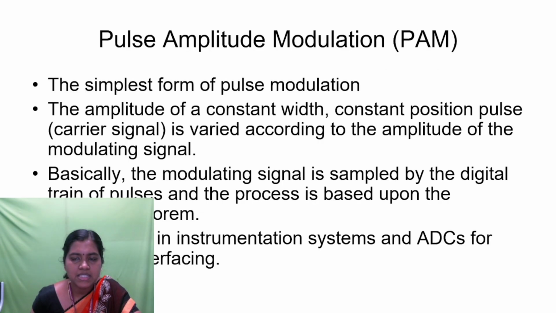The first one is pulse amplitude modulation, the simplest form of pulse modulation. The amplitude of a constant width, constant position pulse carrier signal is varied according to the amplitude of the modulating signal. So here we are going to change the amplitude. Basically, the modulating signal is sampled by a train of pulses and the process is based upon the sampling theorem. Pulse amplitude modulation is used in instrumentation systems and analog to digital converters for computer interfacing.